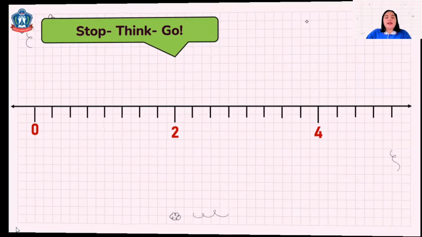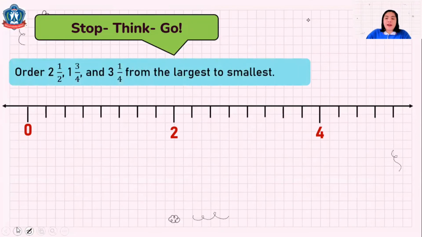How about, children, if we have some fractions that have different denominators? We have 2 and 1/2, 1 and 3/4, and 3 and 1/4. Let's order them from the largest to the smallest. So we first put 1, 3, and 5. Okay, since the biggest denominator is 4, we divide 0 to 1 by 4. 1 to 2, 4. 3 to 4, 4 also, and 4 to 5 is 4.